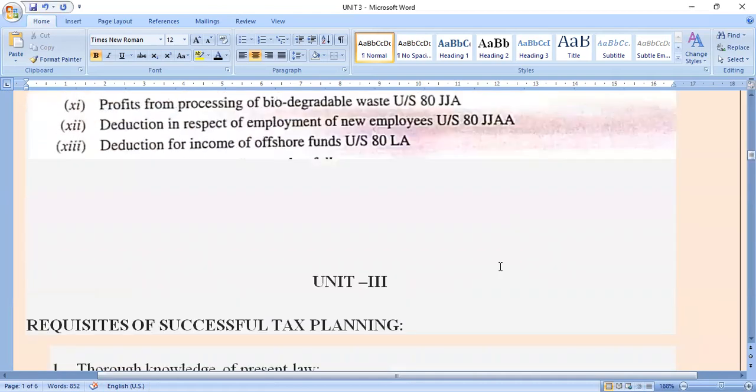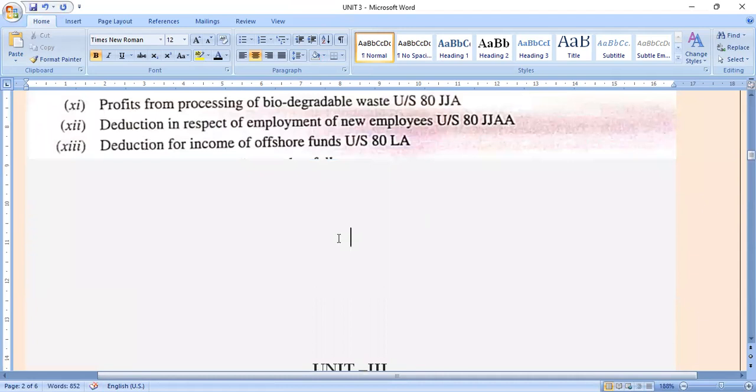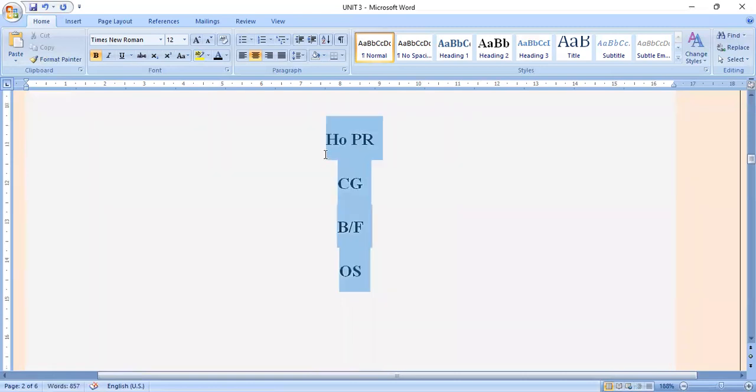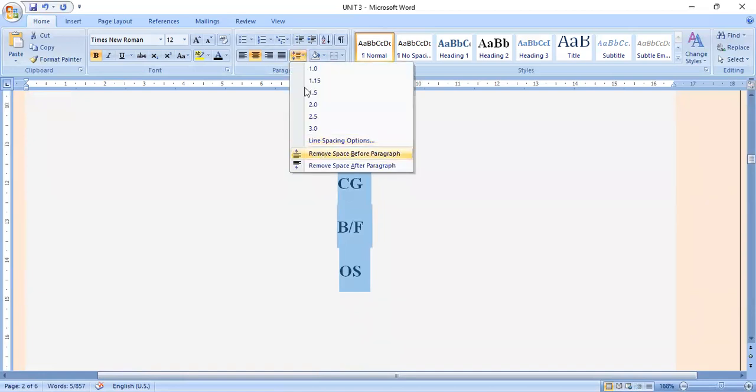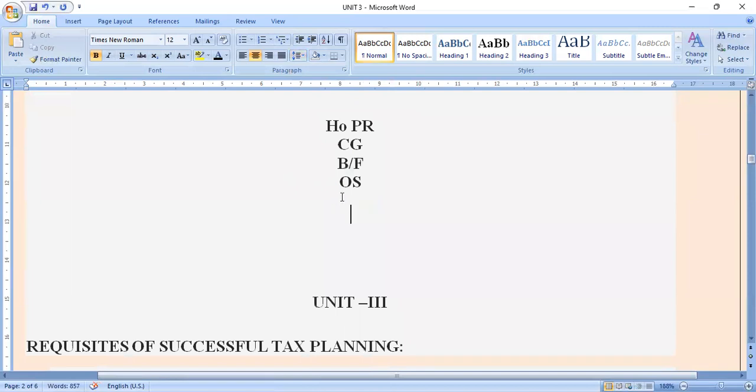Let us take an example. We have 4 heads of income, and we are dealing with companies. That is income from house property, income from capital gains, income from business or profession, and income from other sources. These are the 4 heads we take into account while calculating the tax liability of a company. Is it clear, or is there any doubt? Okay. Now come to set off.